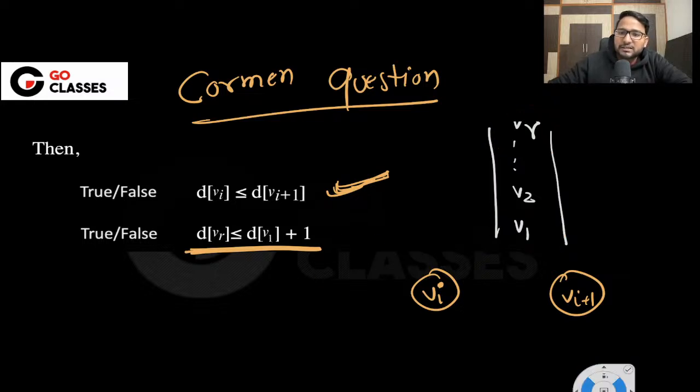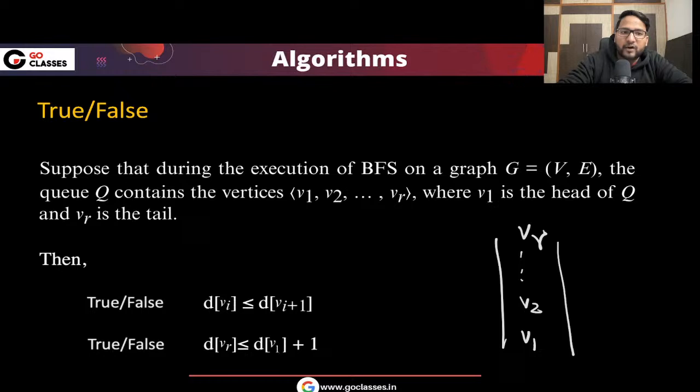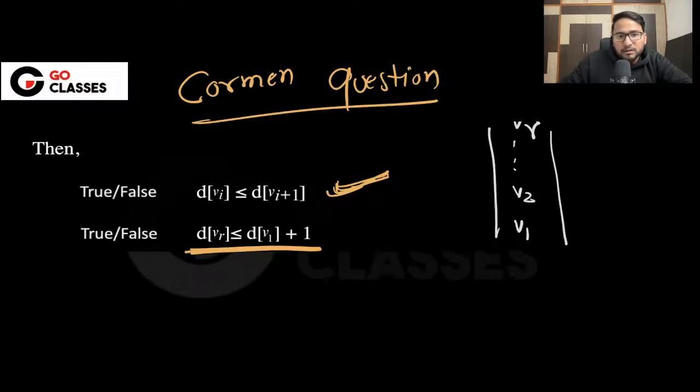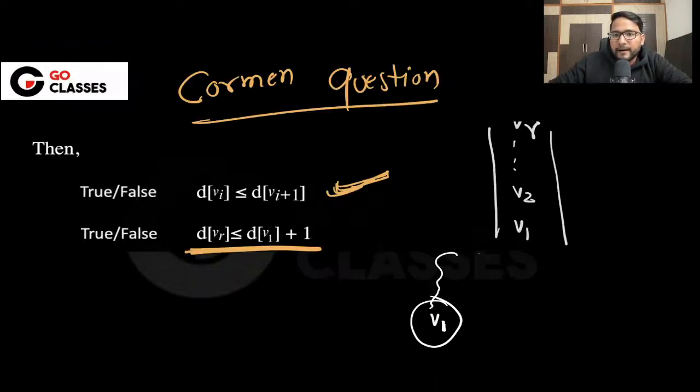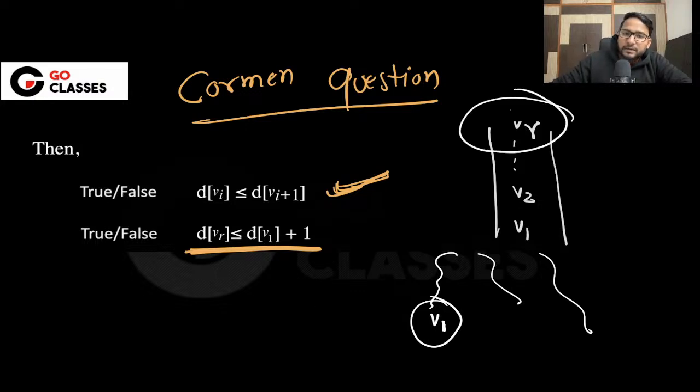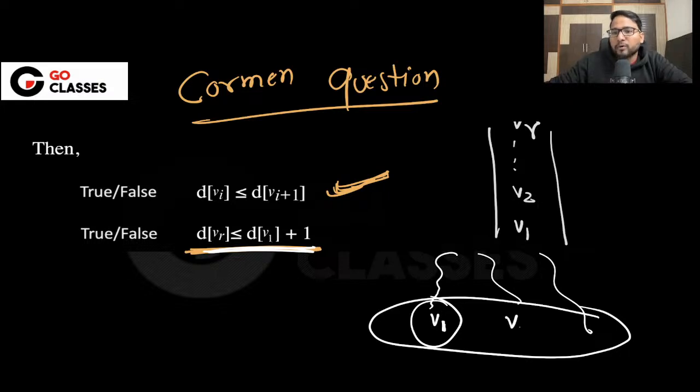If that is the case, then here v1 is the head of the queue and vr is the tail. Now they are saying that this is the relationship between vr and v1. So v1 is some vertex, the current state of the queue, I think, and vr is some other vertex. Now they are saying that vr is strictly lesser than or equal to v1 plus 1, which means v1 and vr cannot be on the same level. What about this? Just let me know.